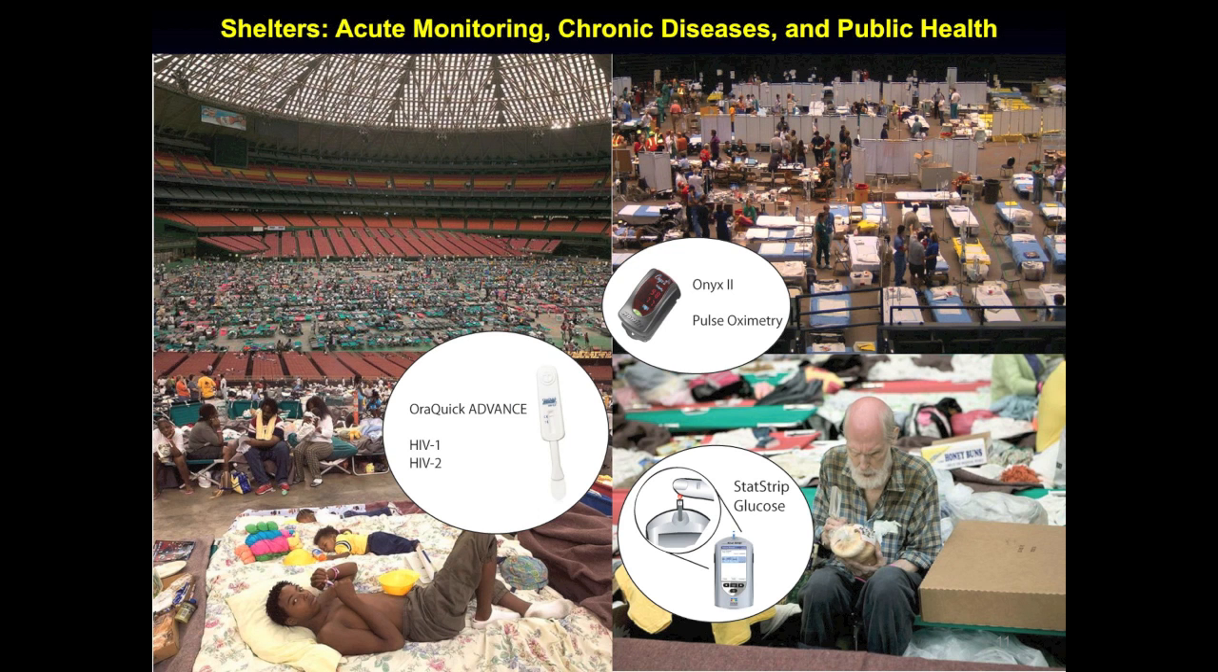We must not forget shelters. Here you see one of the shelters set up after Hurricane Katrina for acute monitoring, the care of chronic diseases in displaced individuals, and public health. And you can see how point-of-care testing devices such as pulse oximeters, glucose meters, and test kits could help during this phase of the recovery.